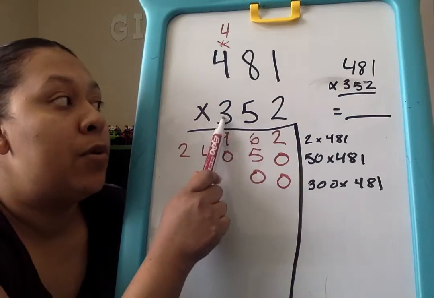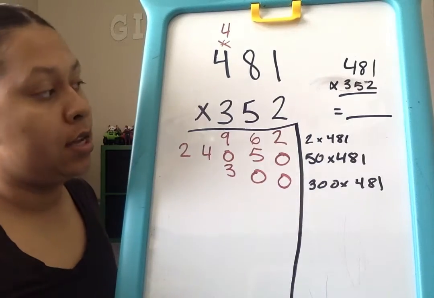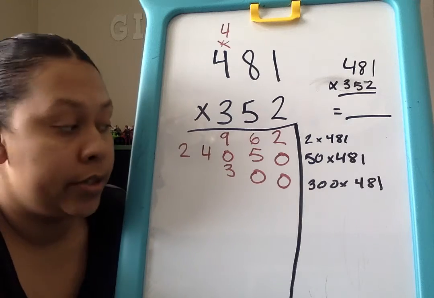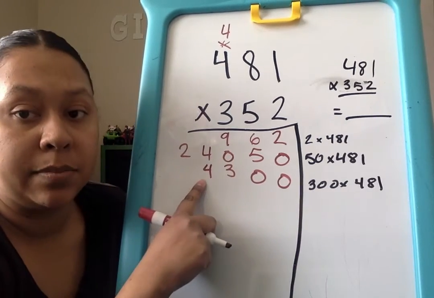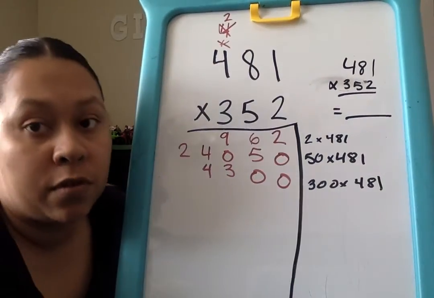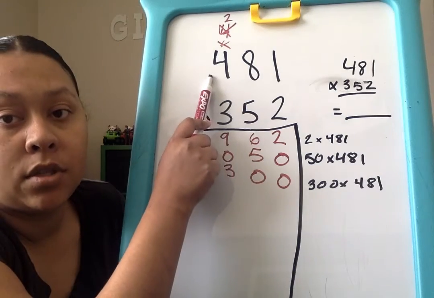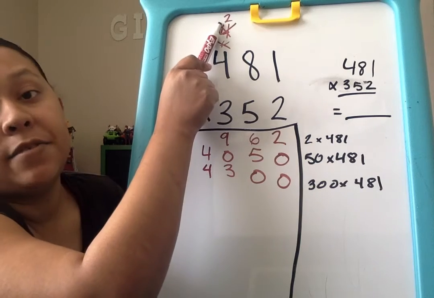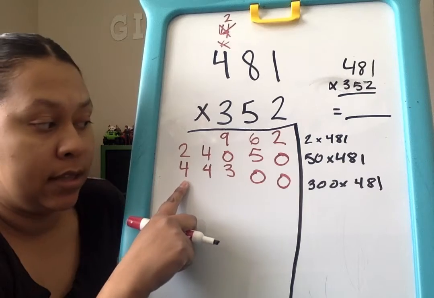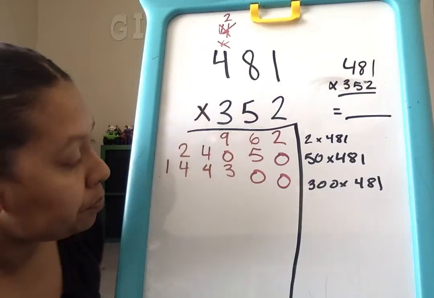So now we can do 3 times 1, which is 3. Then 3 times 8, which is 24. So we would have 4 here in the 1,000 place. And then carry the 2 right here. Make sure you don't use the 4 from before. So now we have 3 times 4, which is 12. So now add that remainder. So 12 plus 2, 14. So 4 in the 10,000 place. 1 in the 100,000 place.